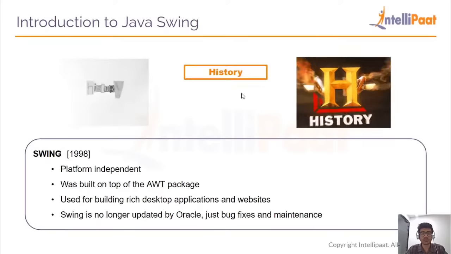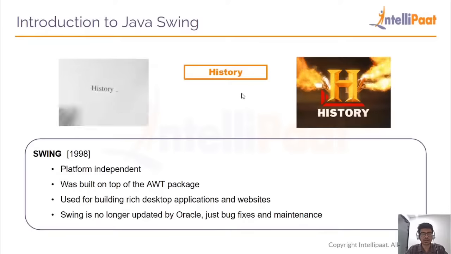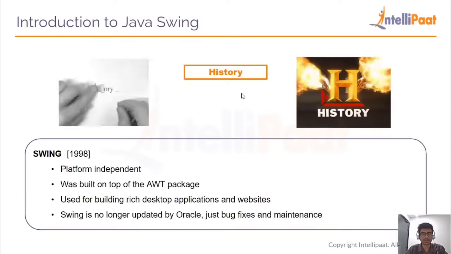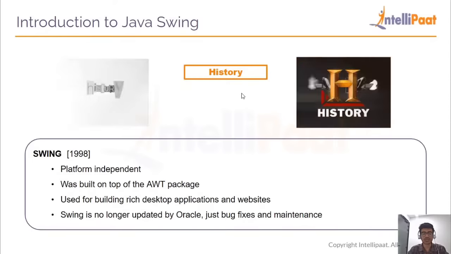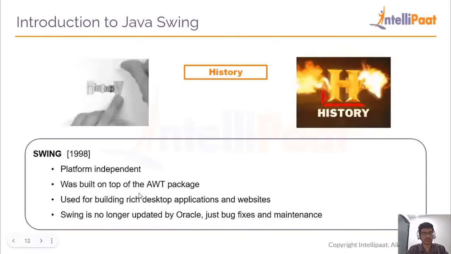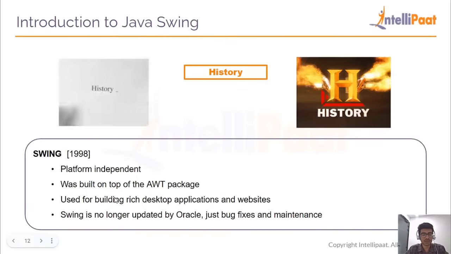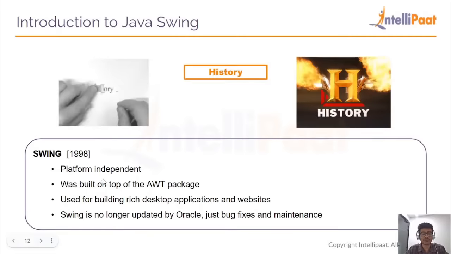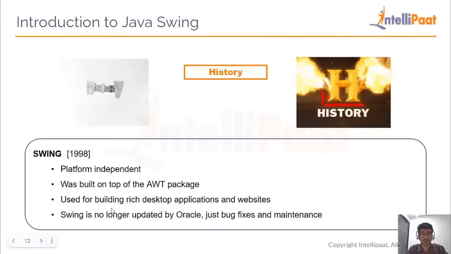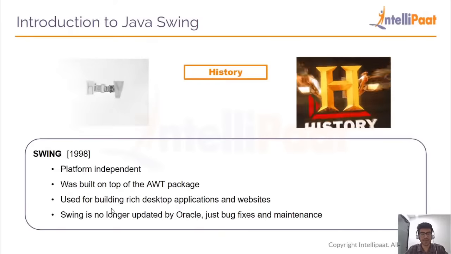Swing is built on top of the AWT package. So AWT is not discarded by Java. They have just patched it up with the Swing code base, and it is used for building rich desktop applications and websites. Back in those times, this was a revolutionary thing. Everyone was on top of the Swing framework because it allowed programmers to code colorful and interactive applications.